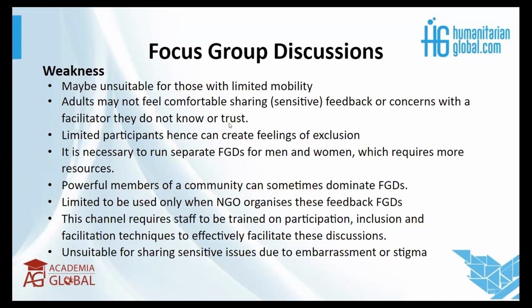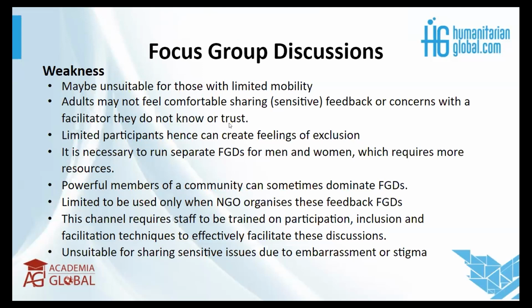The other weakness is that adults may not feel comfortable sharing concerns with a stranger. So the facilitator may be someone who they do not know, and this could be the first time interacting. So it could work either way. Sometimes they may not feel that they can tell you this information, but on the other hand, they may feel that a stranger is better for them to talk to and address their issues. But it's a risk.